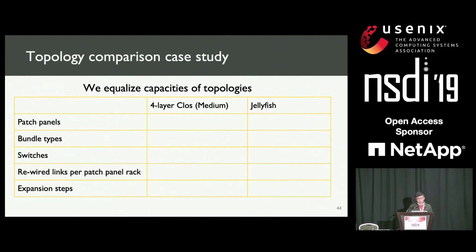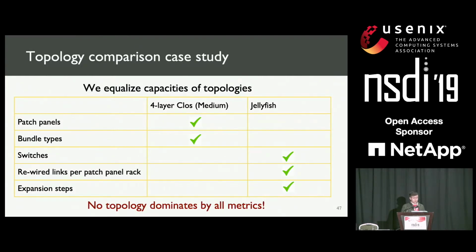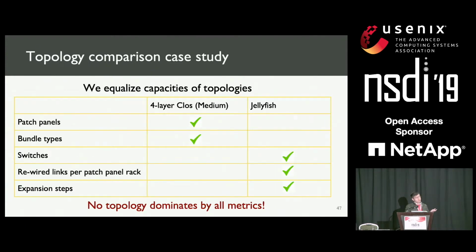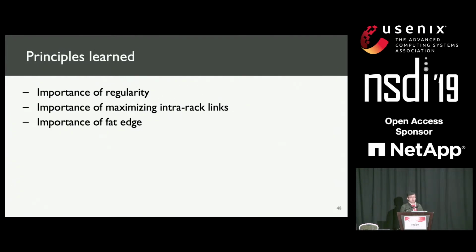We did a case study on Clos, Jellyfish, and Xpander. Here, we only show the results for Clos and Jellyfish. Based on the results, we find that Clos performs better in terms of patch panel usage and bundling, while Jellyfish performs better in terms of switch usage and expansion complexity. So there is no topology that dominates on all our metrics. By carefully analyzing the results, we derived 3 principles to achieve low management complexity.